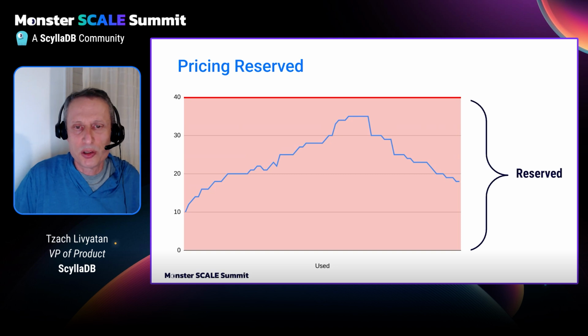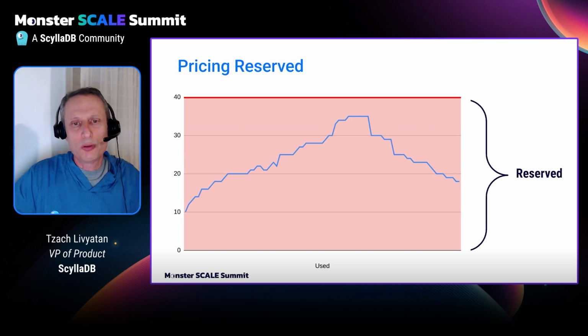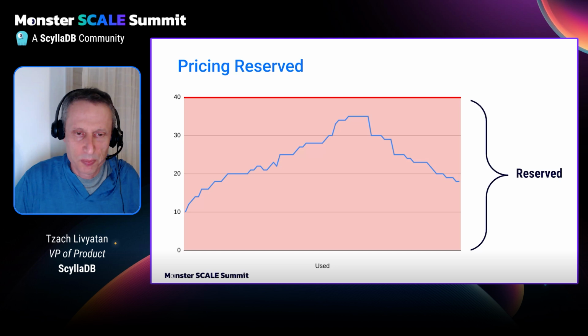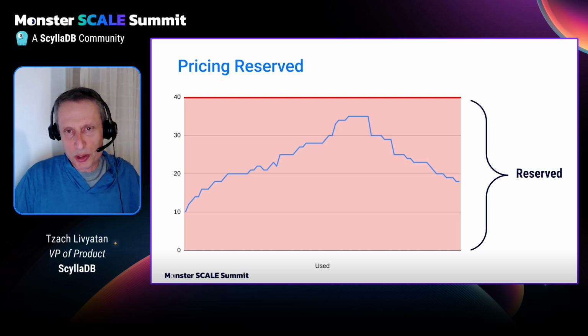So on reserve pricing, for example, you allocate three machines, four machines, whatever you think you need in advance, and you work under it. Of course, the downside of it is that you need to think how much you're gonna need and allocate it in advance, and you need to pay in advance. But you get the best price.